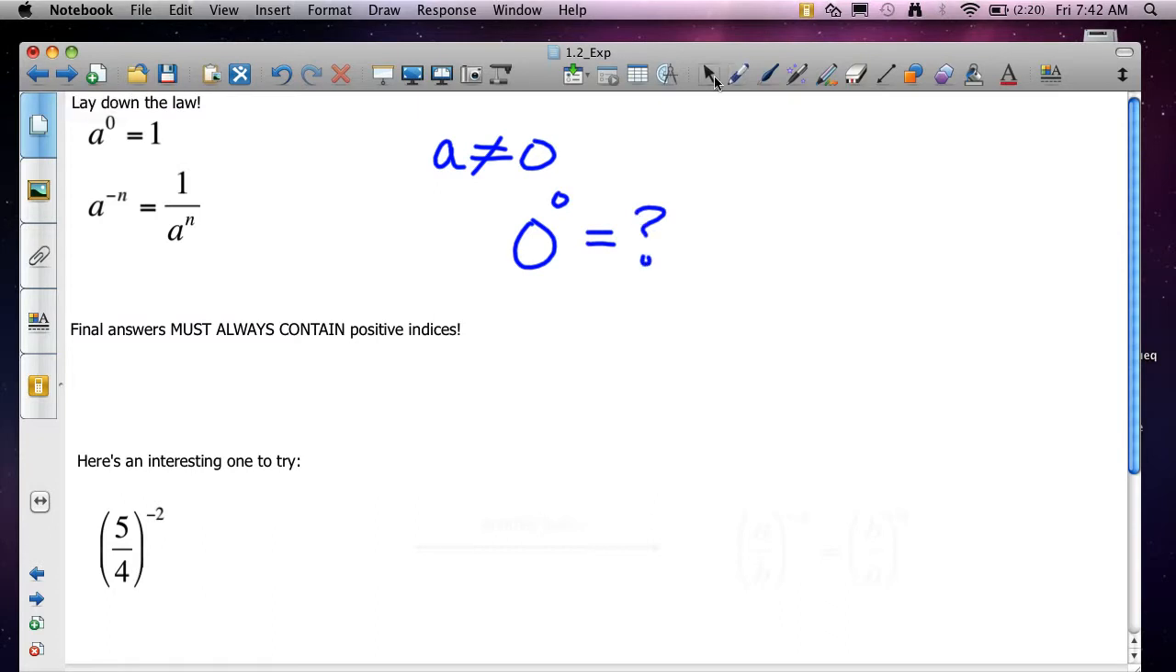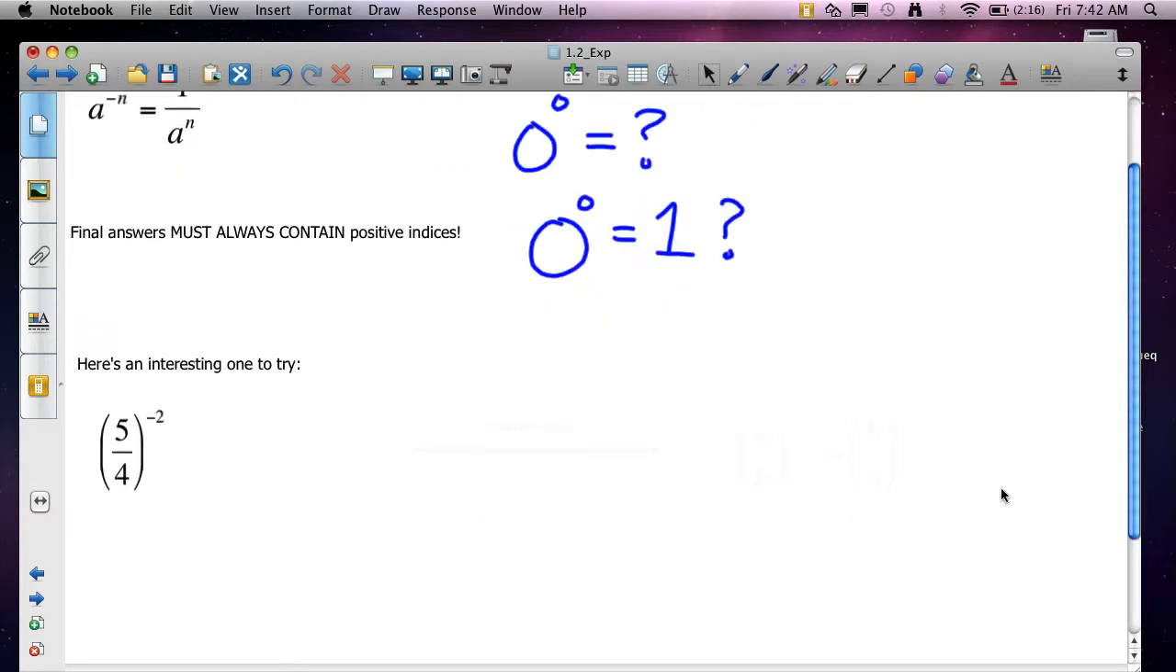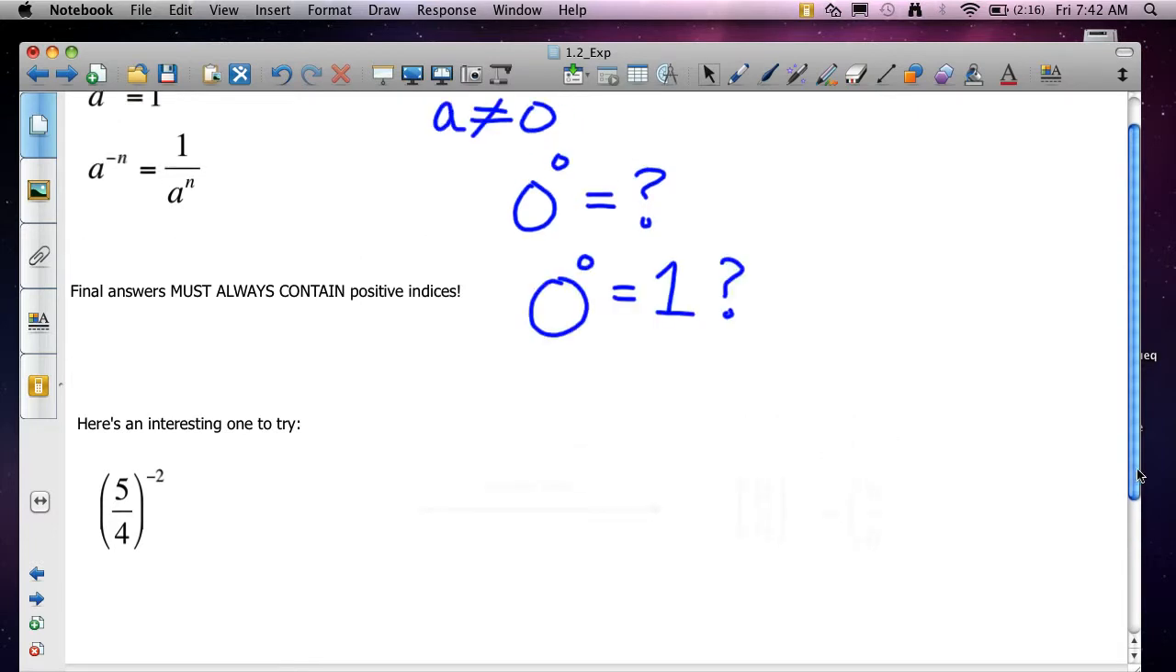I don't know that it makes sense that it should equal 1. 0 to the power of 0 equals 1? I don't think so. That seems a little unusual, a little weird, and a little scary. So let's go back to the next part.